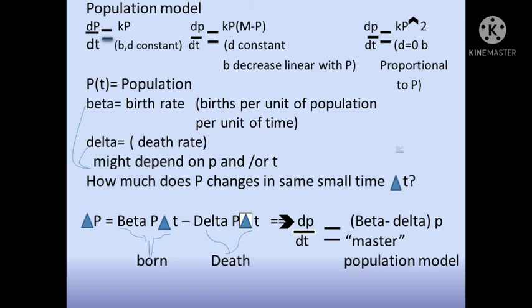It describes a constant draw on the population, such as fishing, and we could also describe a constant addition to the population, like a certain number of immigrants who are allowed into a country, or a certain number of fish that are put into a pond in order to stock it.